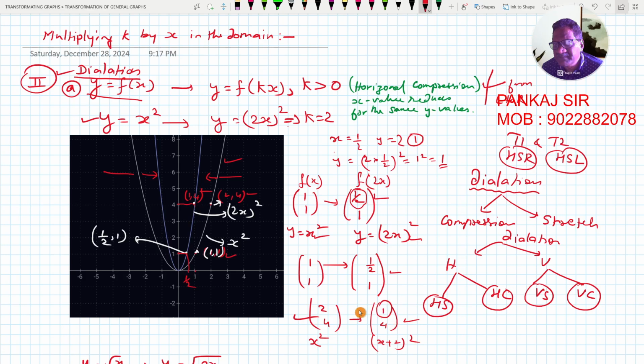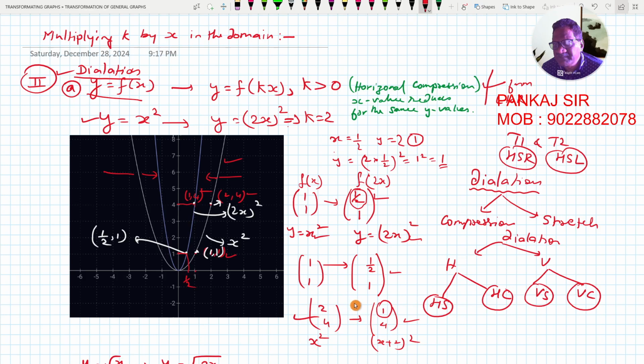How did I get this 1? This 2 I divided by 2, and that is how I got 1. Why did I divide by 2? Because in the function, the domain was multiplied by 2. So you will have to divide this x coordinate by 2. Okay. And this is how you get a horizontal compression.